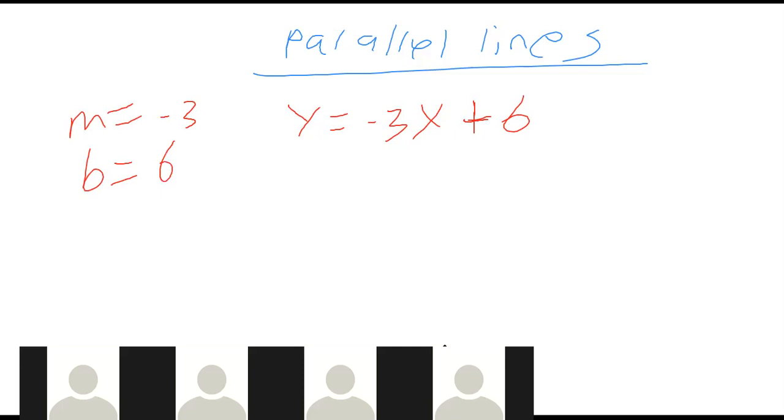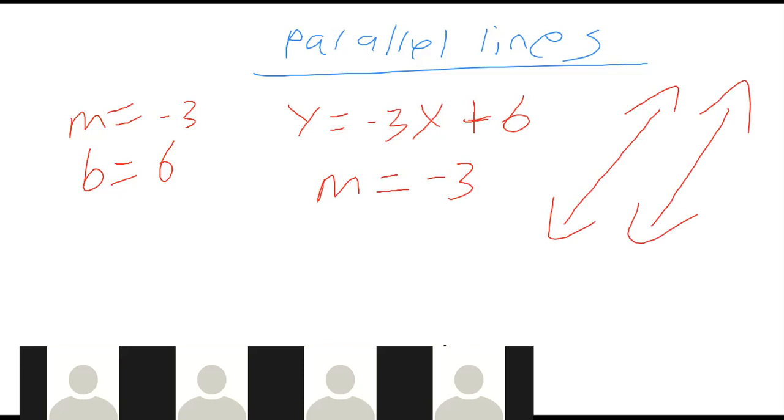If I wanted to draw a line that was parallel to that, what needs to stay the same? The line parallel to this has to have the same slope. If it has the same slope, we can guarantee that we will be going in the same direction. That's what dictates whether we have a parallel line. So I want to draw a parallel line that goes through the point (-3, -4).